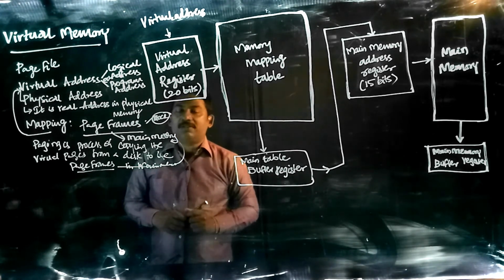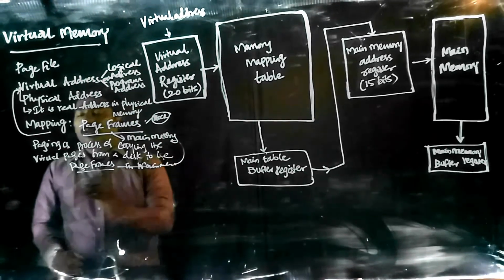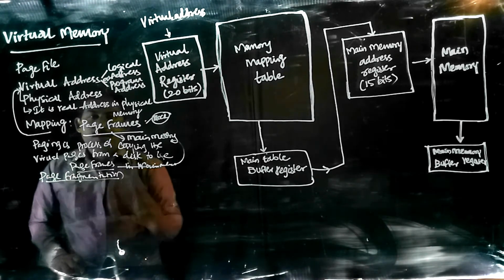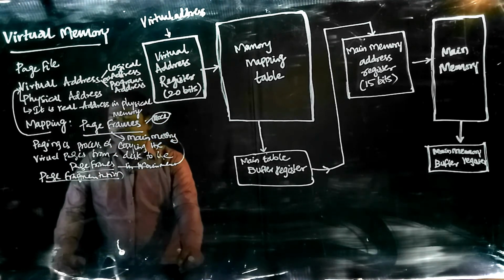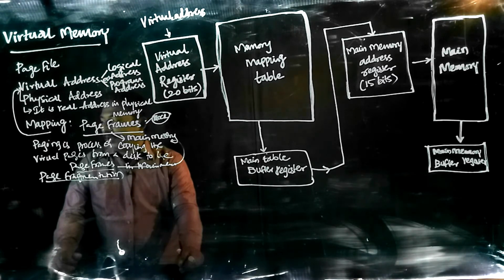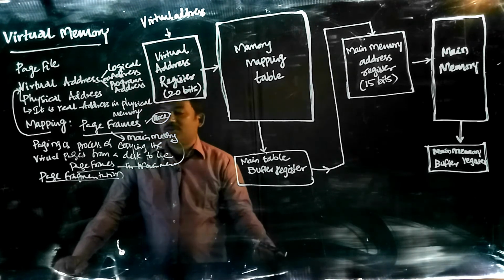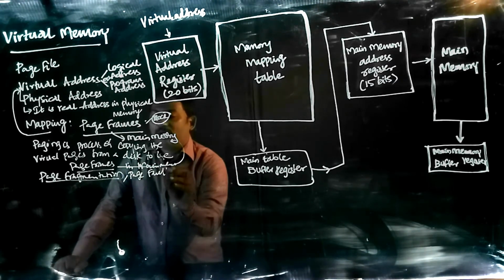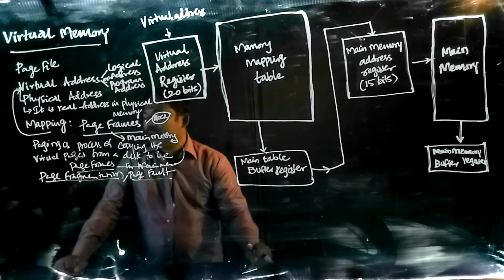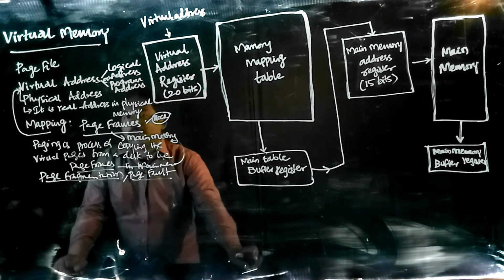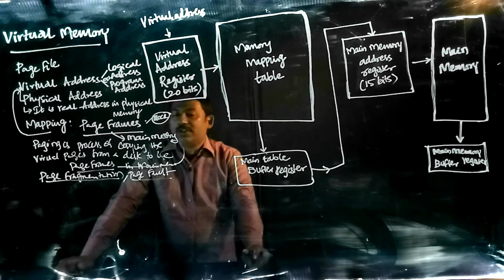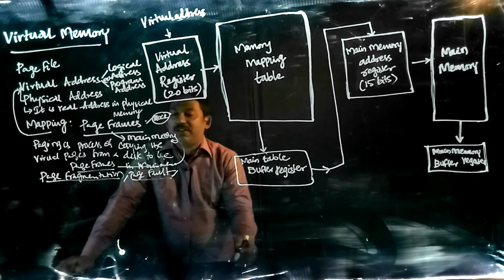The next important term is page fragmentation. It is the memory that becomes unusable. Fragmentation is where we cannot use the memory. Then comes the page fault. A page fault is the event that occurs when a required page is not in main memory and should be copied. So this is the page fault: the page we require is not available in main memory.